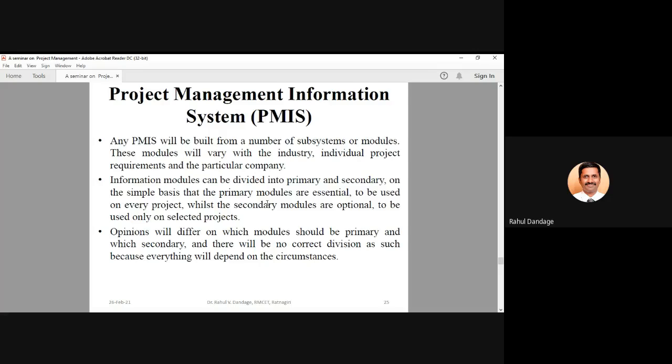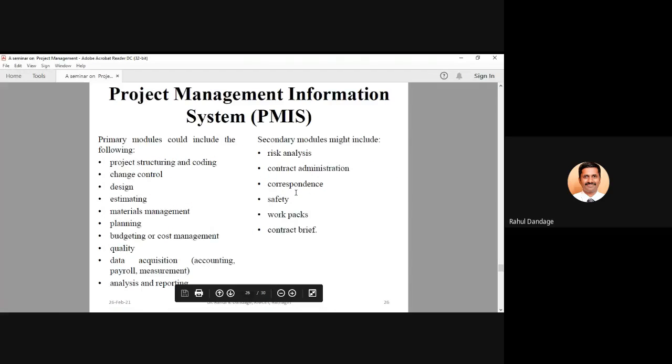So in a certain company, there may be some modules which are essential for all the projects. So they may remain the same, and some modules will be optional, depending on the project, those will be the additional modules which need to be incorporated. Opinions will differ on which module should be primary and which should be secondary. There will be no correct division as such, because everything will depend on the circumstances. So company to company, which module should be considered as essential and which module should be considered as optional, that choice will always be variable.